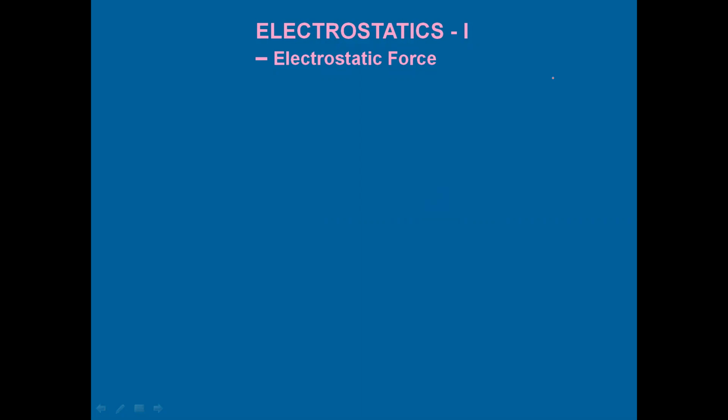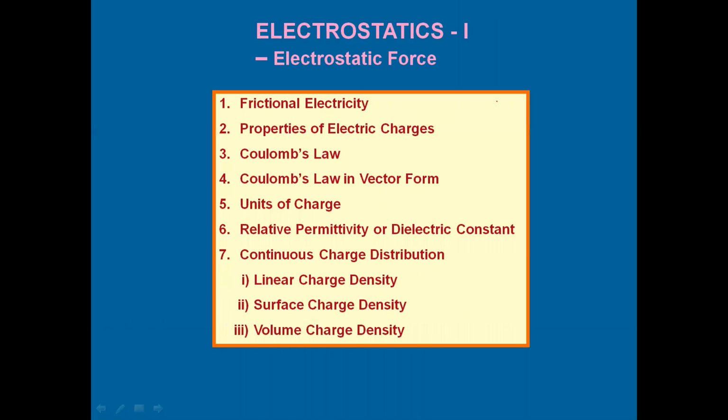In today's session, we will be discussing the introduction part of Electrostatics, Unit 1 of Class 12 Physics. I would like to discuss frictional electricity, properties of electric charges, Coulomb's law in vector form, units of charge, relative permittivity or dielectric constant, and continuous charge distribution. There are three types of continuous charge distribution: linear charge density, surface charge density, and volume charge density.